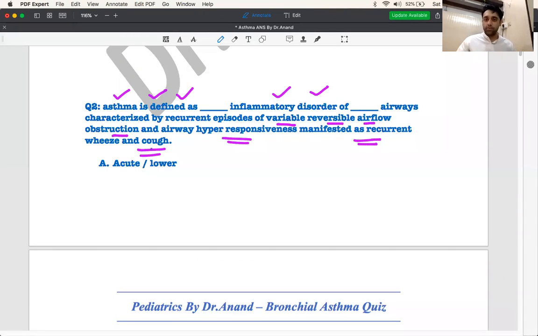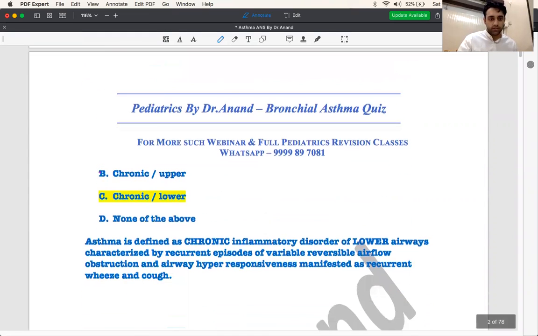So it is a chronic problem of the lower airway. That's it. It's the GINA guideline definition. Question number 2 over. Okay, so question number 3.